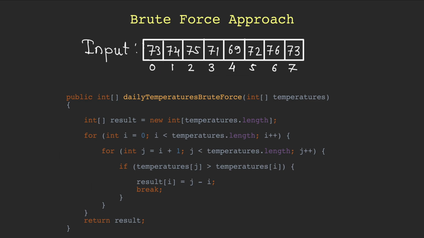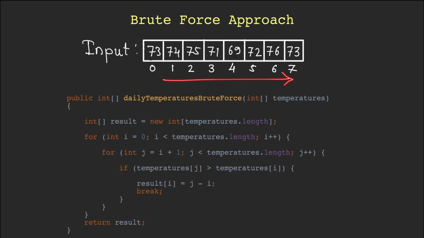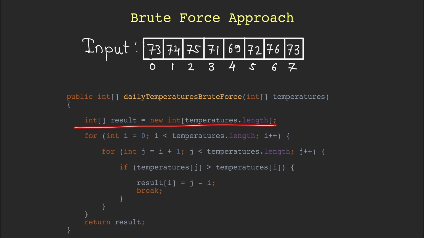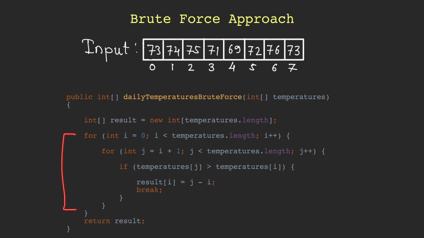To solve this problem using the brute force approach, simply loop through each day and for each day check all future days. Let's go through the implementation. Initialize the result array with all zeros. The size of the result array would be the same as the input array. Two for loops: the outer for loop is to iterate through each day and the inner for loop is to check all future days. So the inner loop starts from i plus 1.